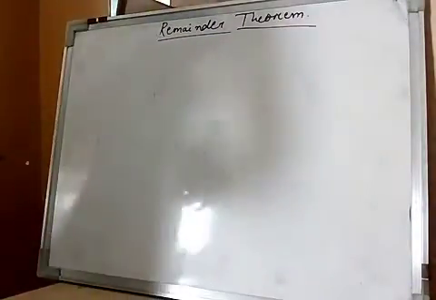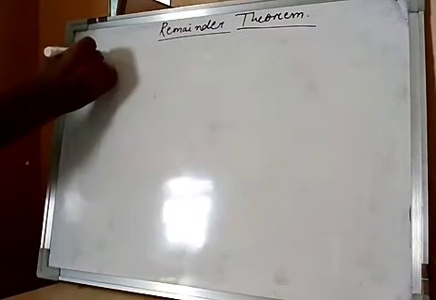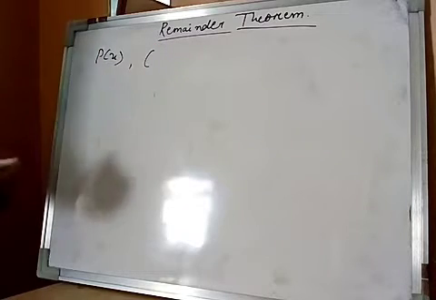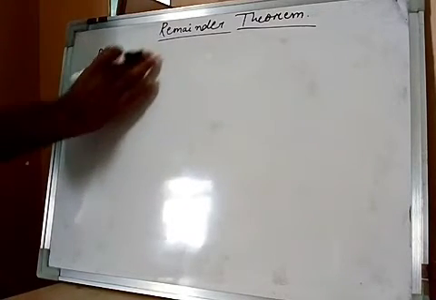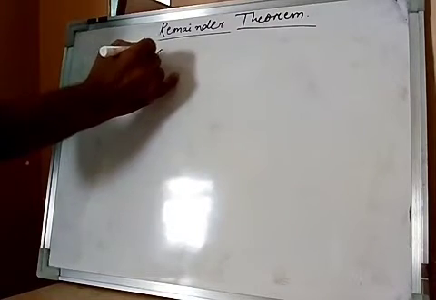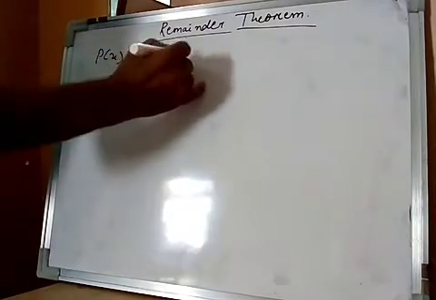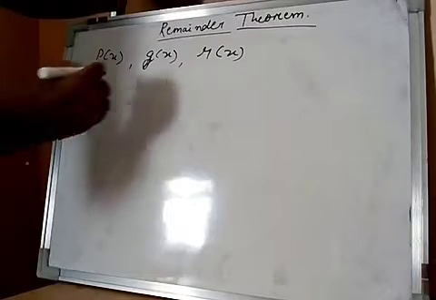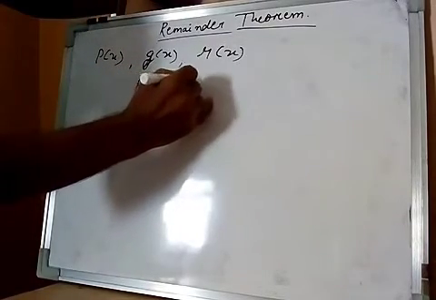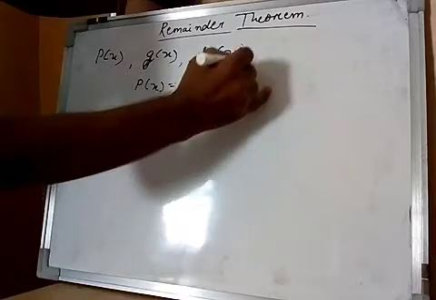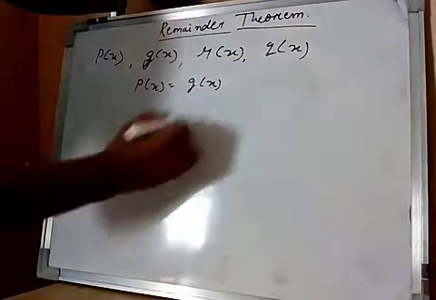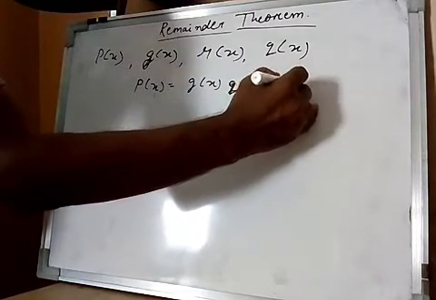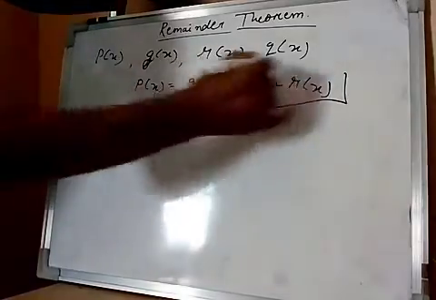According to the remainder theorem, if the polynomial p(x) is divided by the binomial or polynomial g(x), then the remainder is the polynomial r in x, right? So here we can write p(x) equals g(x) multiplied by q(x), if the quotient is q(x), plus the remainder r(x). This is the remainder theorem.